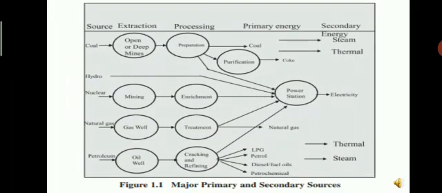So this is a picture which is showing the use of major primary and secondary sources. Coal is there, hydroelectric means water is there, nuclear energy, natural gas, petroleum gas, all these are the sources of energy, and they are extracted. After processing, they are used for power generation. Here you will see the oil well, from the oil well you get petroleum, and petroleum products may be in the form of LPG, petrol, diesel fuel oils, and petrochemicals.